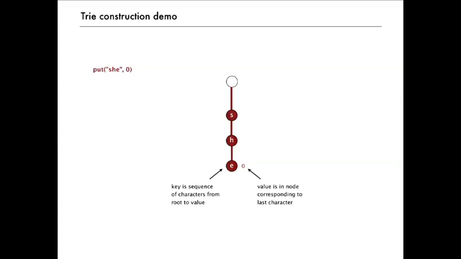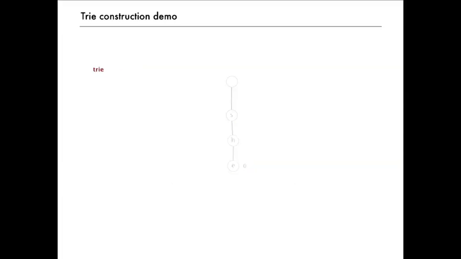This trie represents a symbol table that contains just one string, SHE, associated with 0. If you search for any other string in this trie, you'll either end at a node that doesn't have a value, or you'll end at a null link. All right, so now let's say we put in the key SELLS, and you can kind of tell where it's going. We made room for it in the trie.